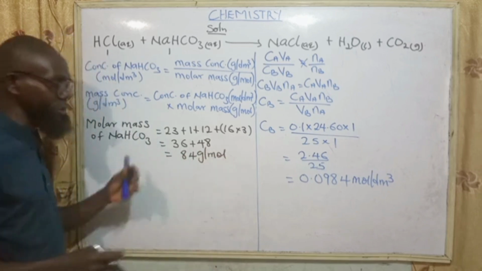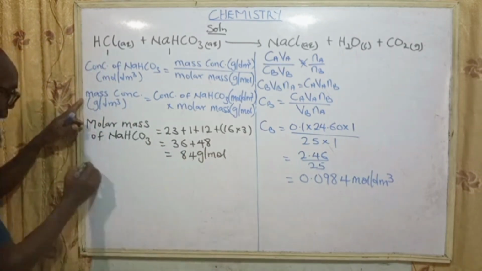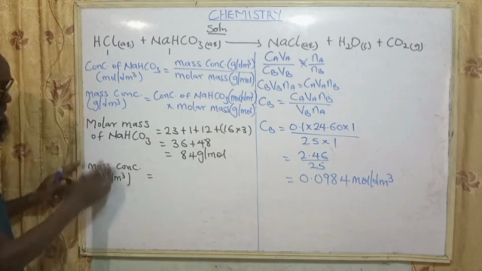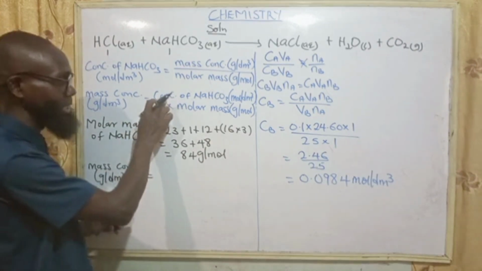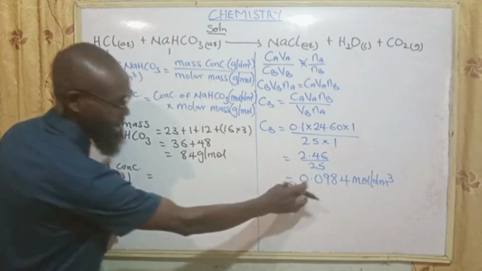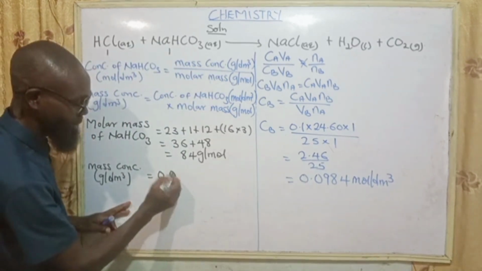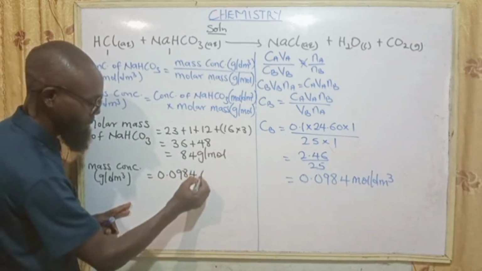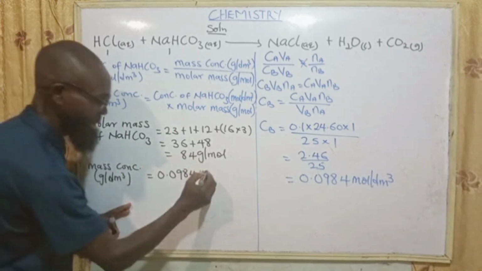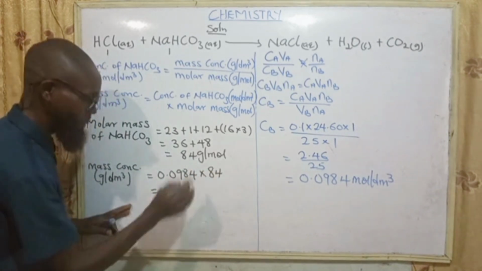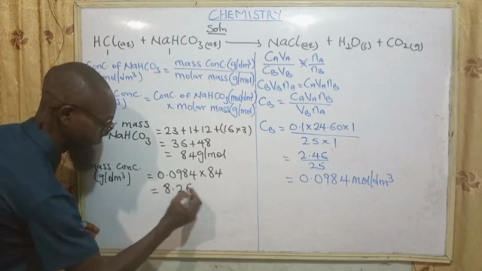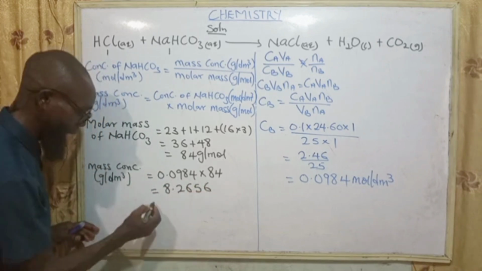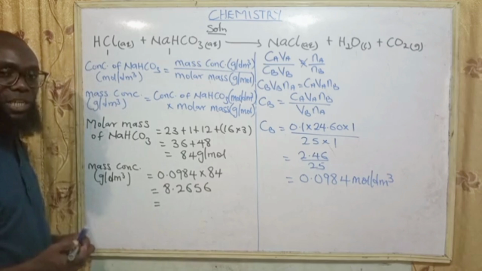Now you can substitute into this formula. Mass concentration in gram per dm cube equals concentration of sodium hydrogen carbonate in mole per dm cube that we've gotten from here, 0.0984 multiplied by the molar mass, 84. So when we multiply, we have 8.2656. Now, to three significant figures.